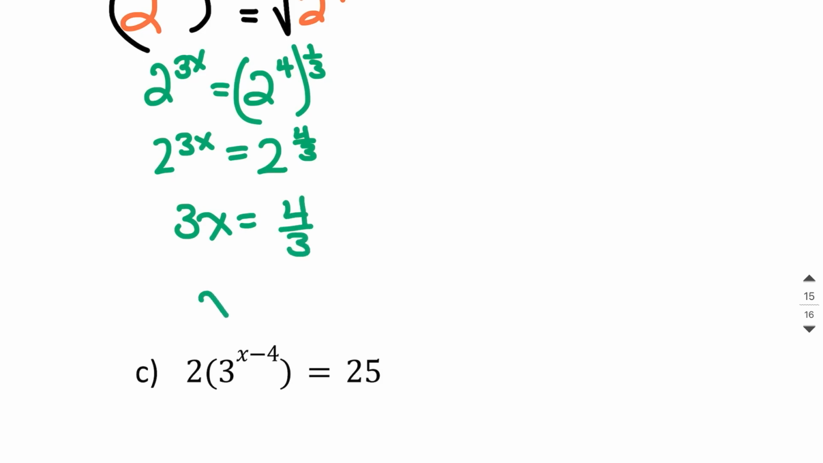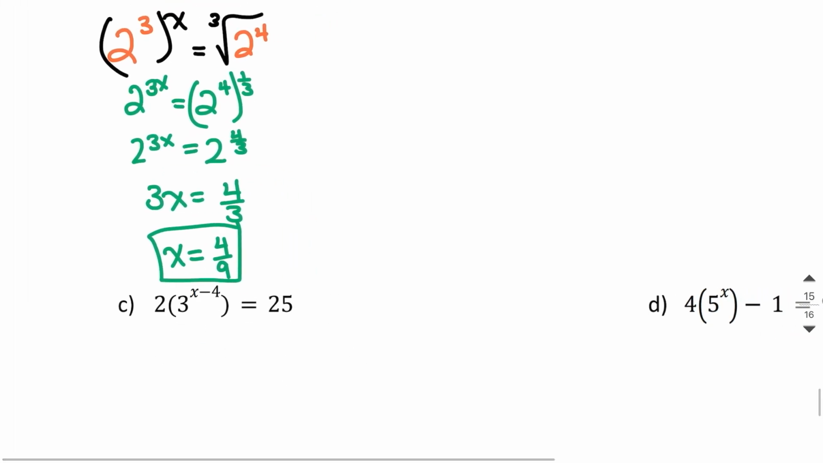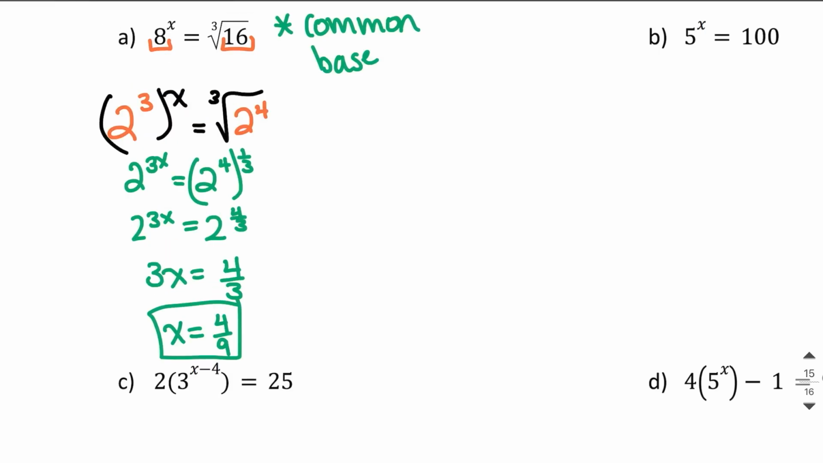And now I can set my exponents equal to each other. Divide both sides by 3, which is the same thing as multiplying by 1/3. So x is exactly 4 over 9. I did not need logs to solve this here, okay? But let's take a look at question B.